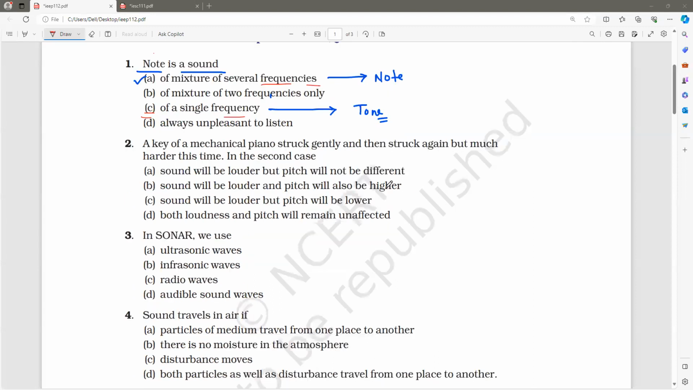Next: a key of a mechanical piano is struck gently and then struck again, but much harder this time. In the second case, what will happen? The sound will be louder but the pitch will not be different; the sound will be louder and the pitch will also be higher; the sound will be louder but the pitch will be lower; or both loudness and pitch will remain unaffected. So struck much harder this time means what will increase? The number of frequencies is the same, but harder means the depth increases. So what will increase? Frequency increases.